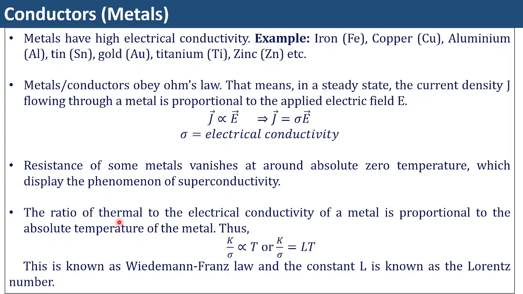Now the ratio of the thermal to the electrical conductivity of a metal is proportional to the absolute temperature. Thus if you take the ratio of the thermal conductivity K to sigma, the electrical conductivity, that is directly proportional to the temperature. If you remove this proportionality sign, once again you have to put a constant of proportionality, say L, which is known as the Lorentz number. So K upon sigma, that is thermal to electrical conductivity, is equal to the Lorentz number times the temperature. This law is known as Wiedemann and Franz's law.